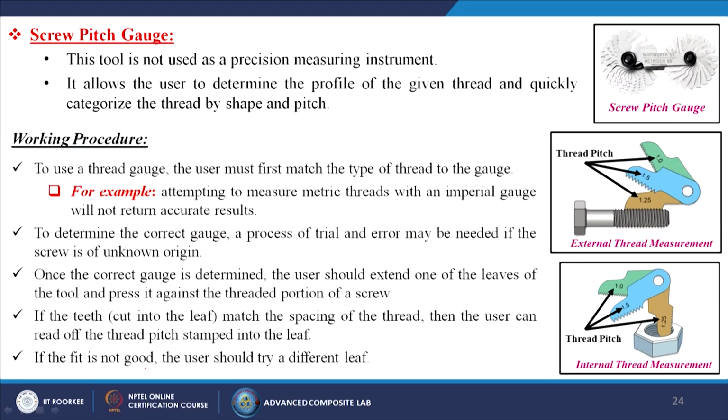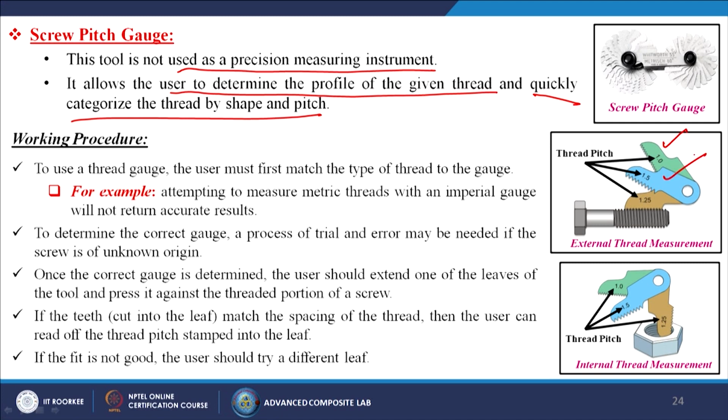Next, screw pitch gauge. This tool is not used as a precision measuring instrument. It allows the user to determine the profile of the given thread and quickly categorize the thread by shape and pitch. So, working procedure. Before going to tell you the working procedure, by seeing this image you can easily understand that the pitch gauge has different values. So, simple, one by one I am matching with my thread itself, and if it fully matches, from this value I can get the exact pitch of my part.